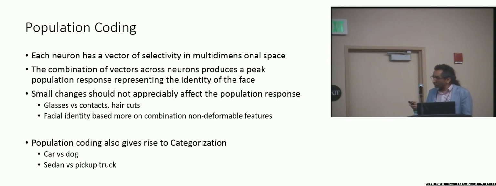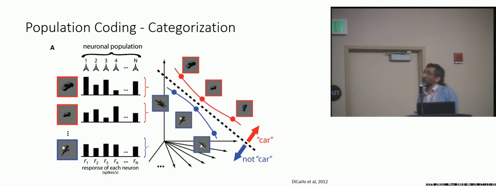Now, this type of population coding can be generalized to all types of objects, and this is also what's going to give rise to categorization, as mentioned earlier. So you can categorize things as a car versus a dog very quickly. Within the car category, you have subcategories, and you can categorize a sedan versus a pickup truck very quickly, if that's your task at hand. So that works in the same way.